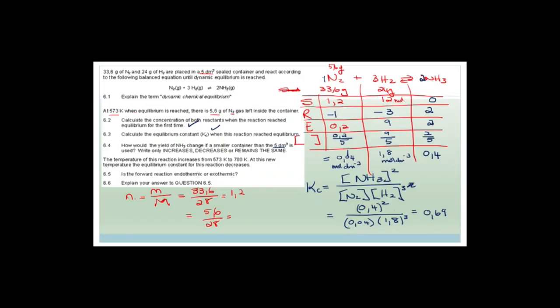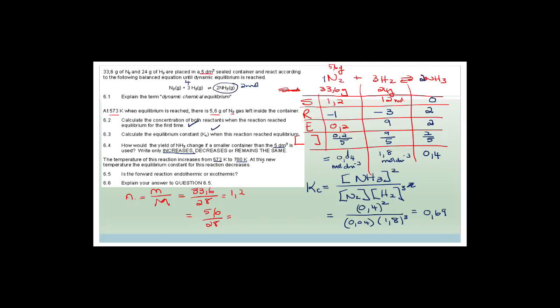So for that reason, we need to look at the number of moles. There are 4 moles on this side and 2 moles on this side. So by decreasing the volume, we're increasing the pressure. We're favoring the side to the right, okay, and therefore we will get more ammonia out.